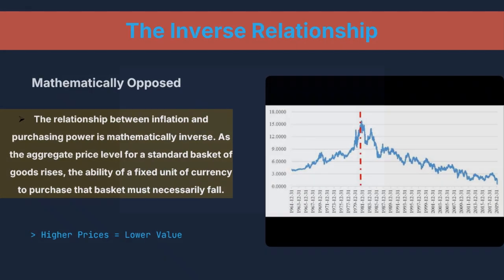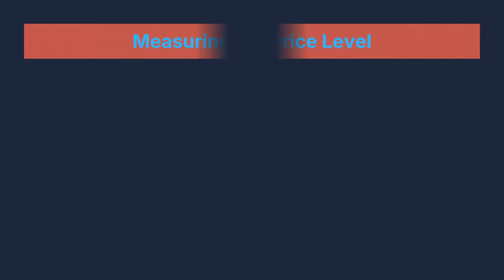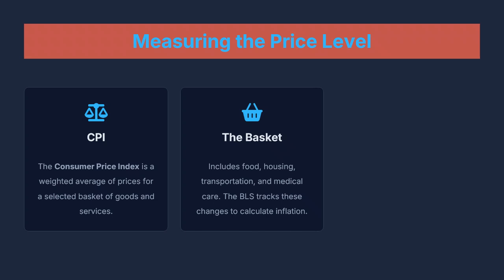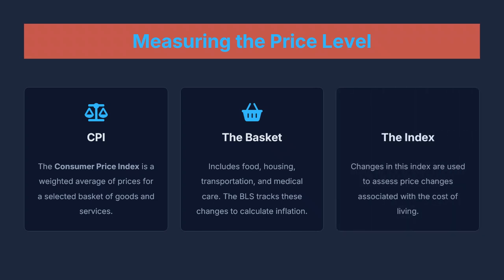Measuring the price level. So, how do we quantify this price level? Economists rely on the Consumer Price Index, or CPI. This is essentially a massive statistical basket containing the weighted costs of food, housing, transportation, and medical care. The Bureau of Labor Statistics tracks the aggregate cost of this basket to calculate the official inflation rate.